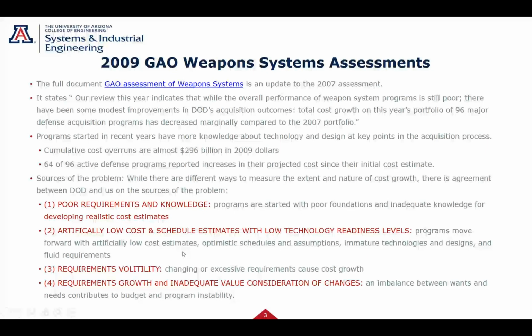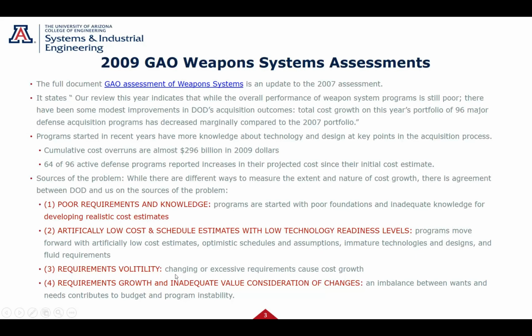How can we make that a better process? Requirements volatility, that's that scope creep I talked about. Well, if the scope keeps changing, requirements keep changing, the project's going to usually cost more money. And requirements growth in inadequate consideration of changes. Goes along with the one above, but not just requirements volatility changing, requirements growth. Oh, I'd like to add this, like to add that. Keep adding on and on.